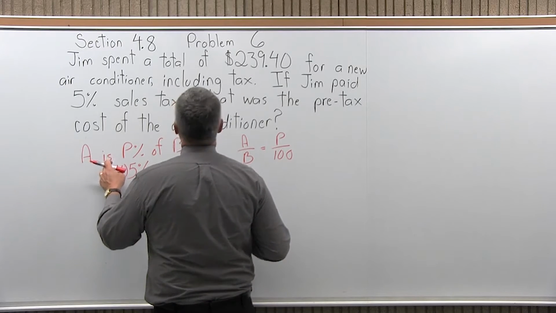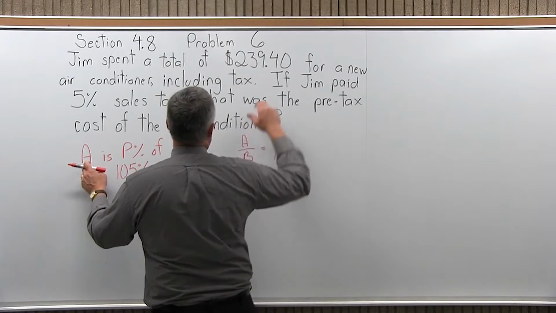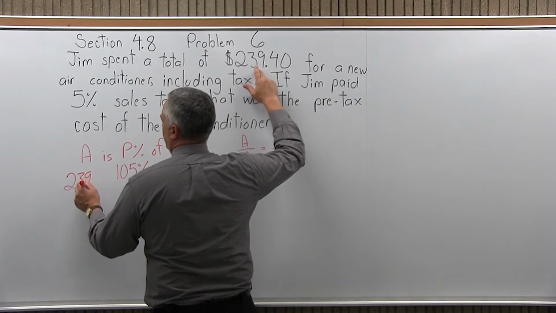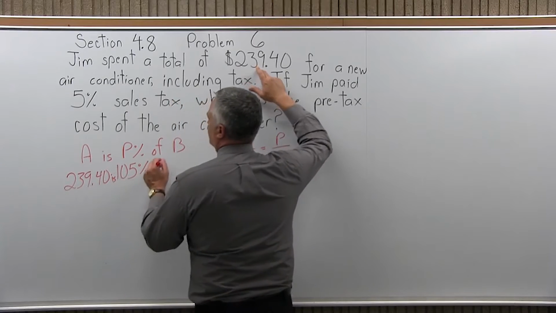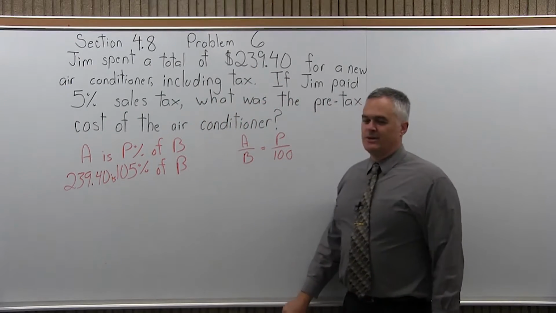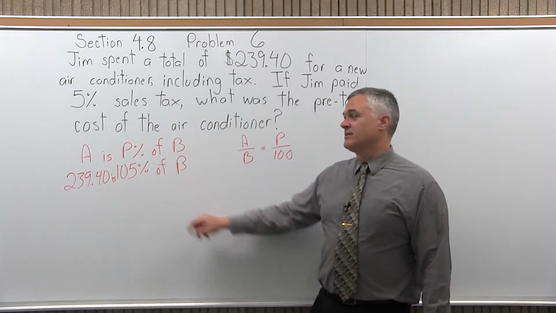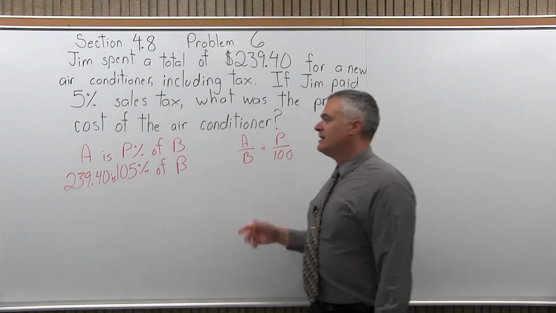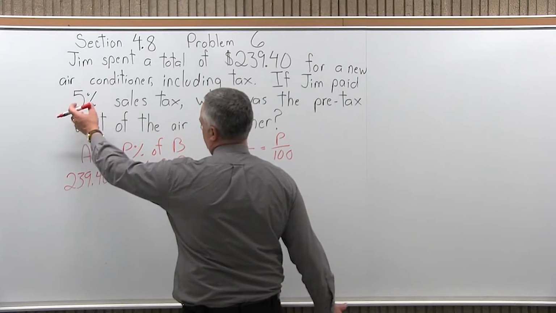A is 105% of B. So 239.40 is 105% of what? What unknown number? That does put it in that form, A is P percent of B. And because I'm able to do that, I get to use my formula. Again, the key is picking up on that 105% for 5% sales tax.